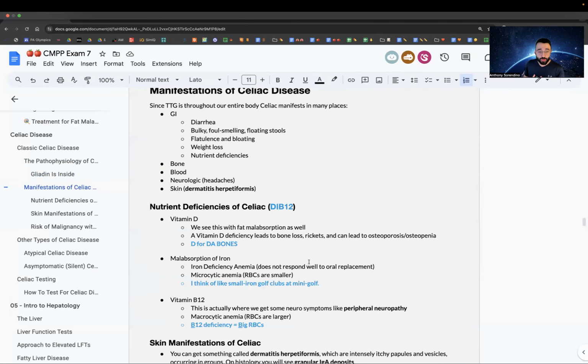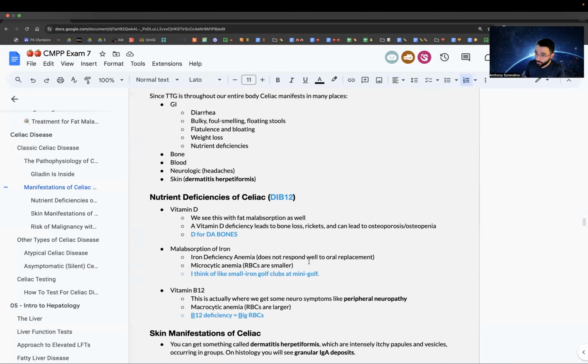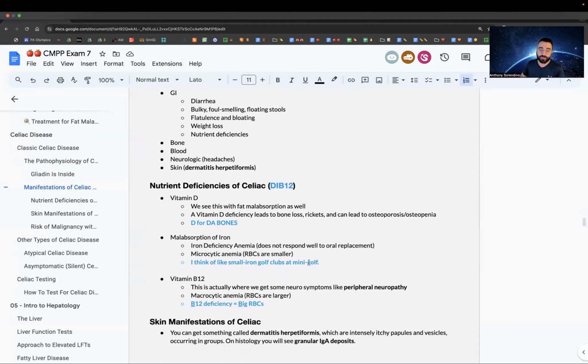Now, there are specific nutrient deficiencies of celiac, okay? And I remember this with DIB12, so DIB12. Okay, so D, we do see this with fat malabsorption as well. And if you'll remember, think of D for de bones. So this is bone loss, rickets, osteoporosis, osteopenia. We're going to see a malabsorption of iron as well. And this is going to give us microcytic anemia. So I think of like small iron golf clubs at mini golf. So malabsorption of iron, microcytic anemia, which means the red blood cells are smaller.